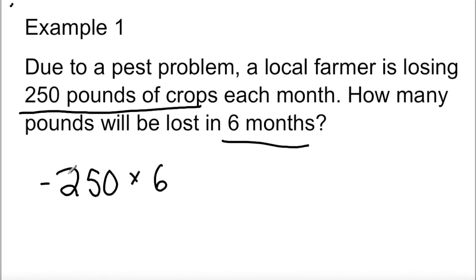So this number is being repeatedly added again and again and again. Now, if I wanted to find the product of this figure, first of all, I know it's going to be negative because it's going to be a loss, right? It's actually going to be a loss of 1,500 pounds of crops. So over 1 month, he loses 250 pounds of crops. Over 6, he's going to lose 1,500 pounds of crops. So again, this is a multiplication problem.